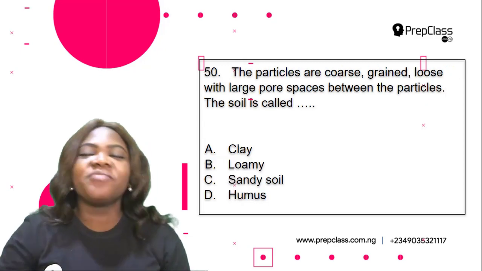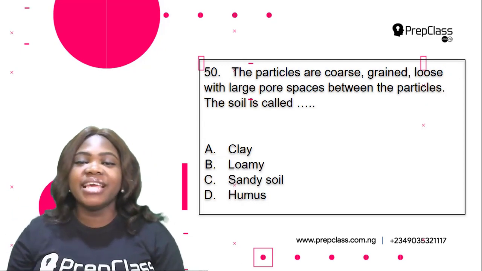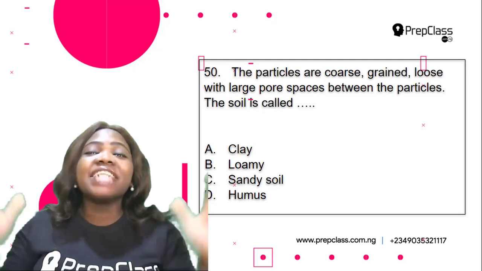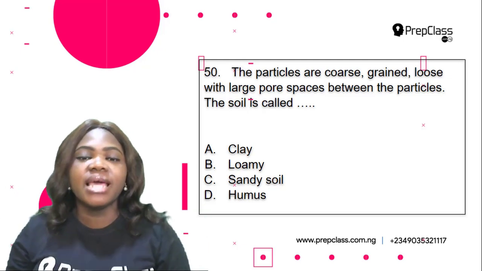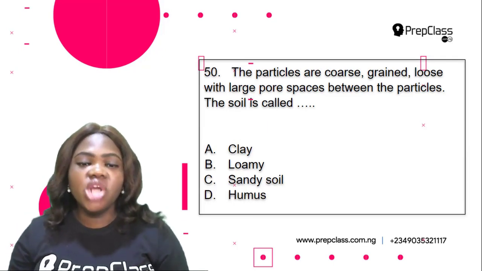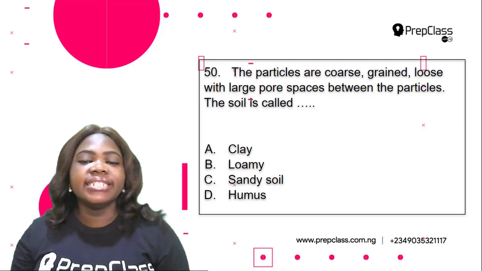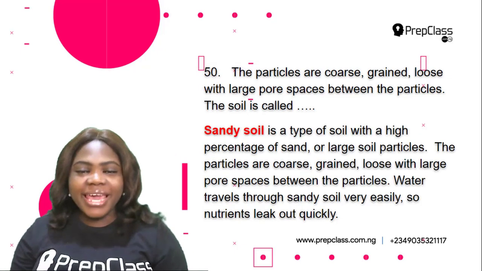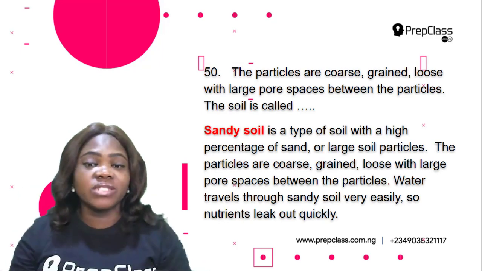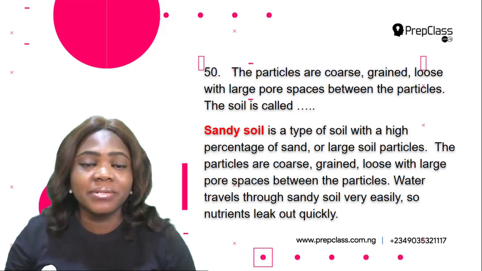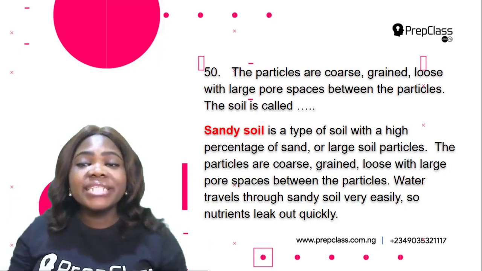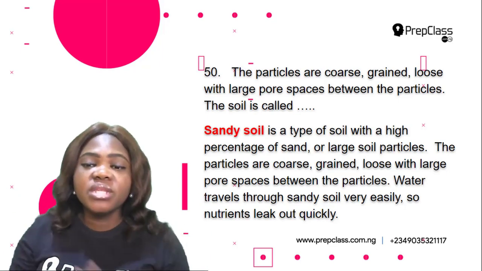Now the final question in this video says the particles are coarse, grained, loose, with large pore spaces between the particles. The soil is called dash. A. Clay, B. Loamy, C. Sandy soil, D. Humus. So sandy soil is a type of soil with a high percentage of sand or large soil particles. The particles are coarse, grained, loose, with large pore spaces between the particles.